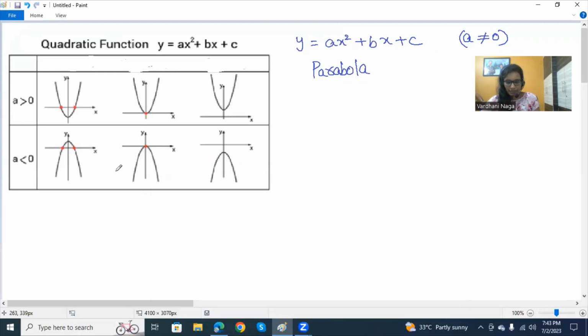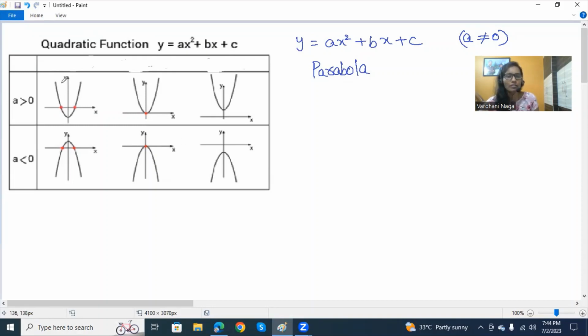Next, one more thing. If the curve cuts the x-axis at two distinct points, it means this equation has two zeros. Actually, every quadratic equation has the possibility of having at most two zeros. That means two solutions, maximum. You may sometimes get one solution, sometimes no solution, sometimes two solutions. The maximum number of zeros is two.